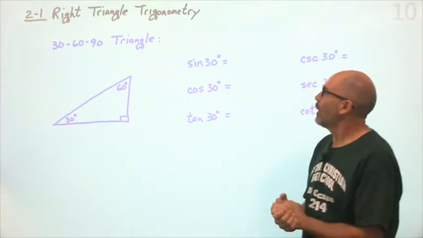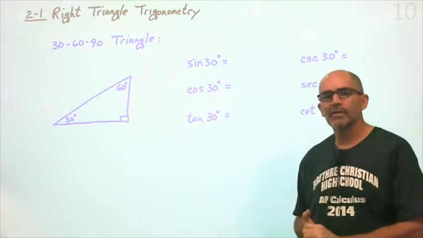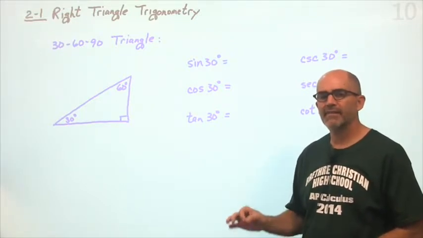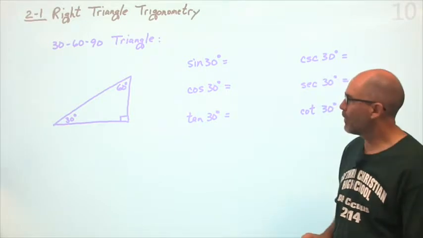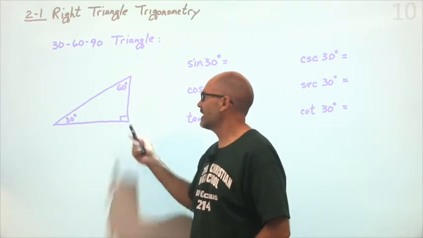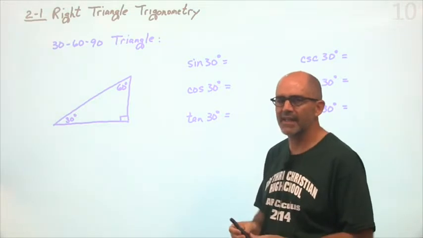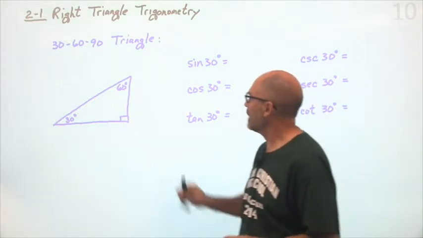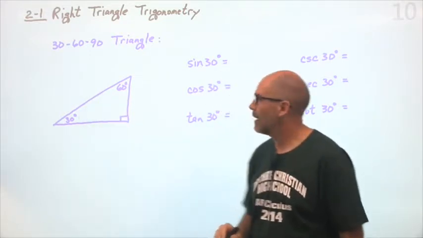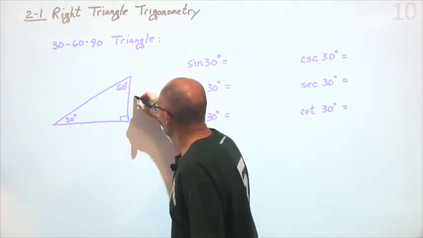Okay, now, using special right triangles, we're going to be able to determine the 6 trig functions for specific angles. First of all, we're starting with the famous 30, 60, 90 right triangle. The interesting thing about a 30, 60, 90 right triangle is it has a short leg, a long leg, and a hypotenuse. Now, the short leg, we're going to say that's 1 unit.